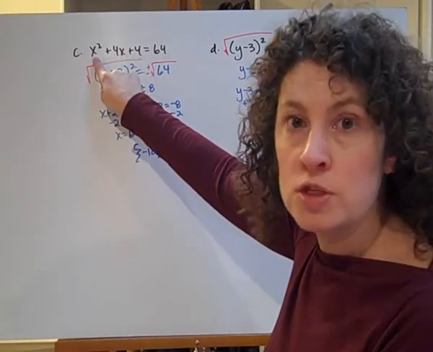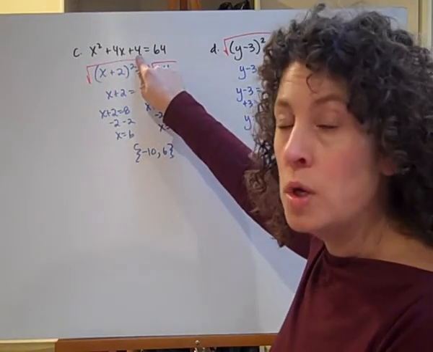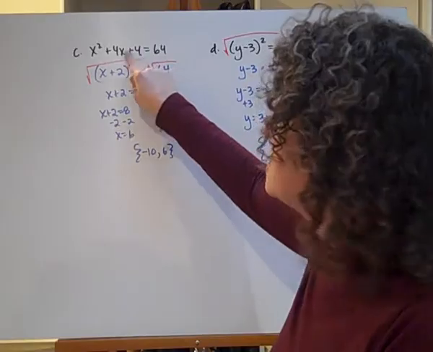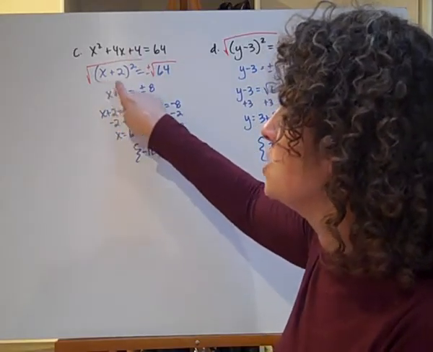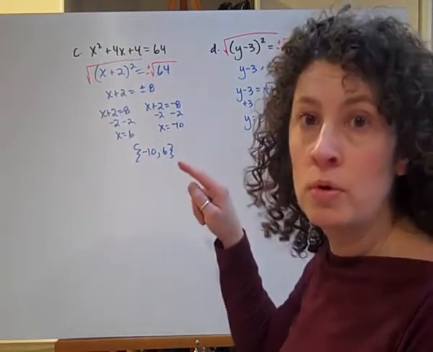x squared is a perfect square, its square root is x. 4 is a perfect square, its square root is 2. 2 times x times 2 gives me 4x. That's my middle term, so I can factor this into (x plus 2) squared. From here, I can take the square root of both sides.